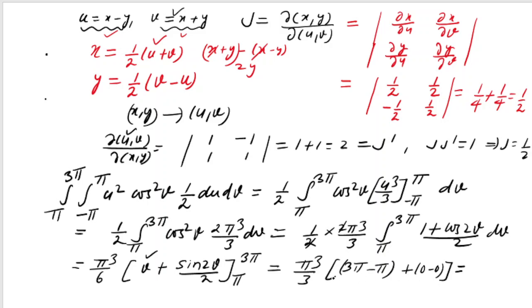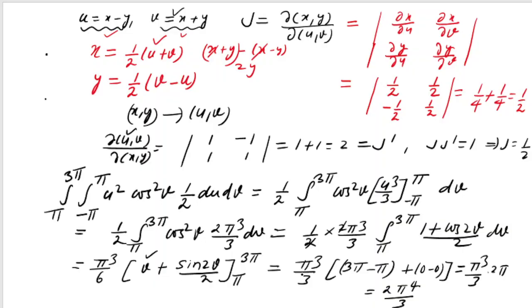So what did I get finally? Pi cube by 3, pi cube by 3, and into 2 pi. So I got 2 pi to the power 4 by 3. So I hope you are clear about the computation, and there is no confusion here. Okay. So I think there is one small mistake here.